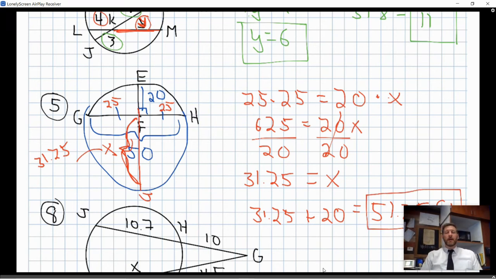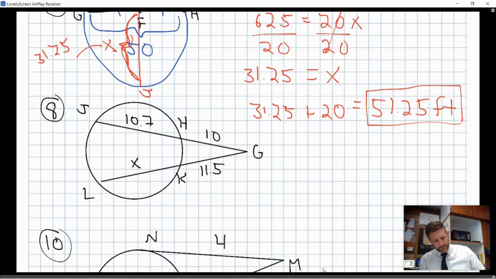51.25 feet. So the key to this one is realizing that when you have that perpendicular bisector and they give you GH, you can know your two segments. You can know that they're both 25, so that allows you to use this chord product rule, and then we find our missing x. Okay, let's move on to number 8.